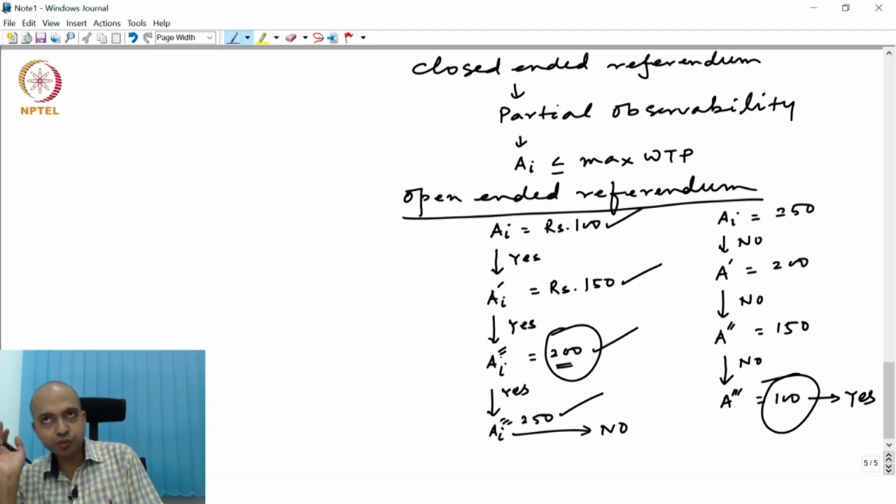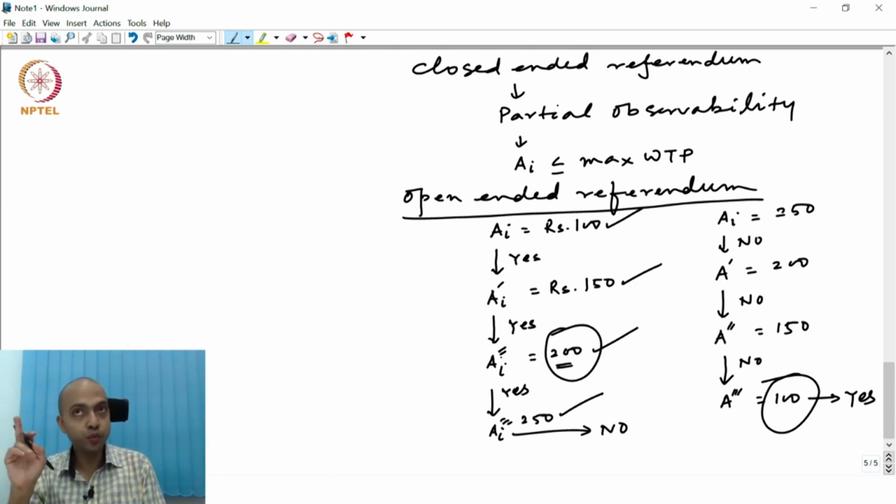So that means if the respondent says yes for a specific bid amount, I will keep on increasing the bid till the respondent says no. Then I will take the previous bid where he said yes. Or if the respondent said no for a specific bid amount, then in successive rounds I will keep on reducing the bid amount till the point the individual says yes. So I will note down that value as his or her willingness to pay. This is the mechanism of open-ended referendum.